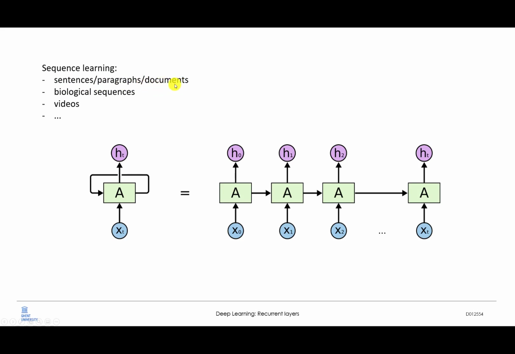Of course, complete documents. We of course have a lot of biological sequences, right? We have DNA sequences, RNA sequences, protein sequences. So there's a lot of sequence data that we have in biomedical research. Of course, videos are also a very typical example of sequence data.